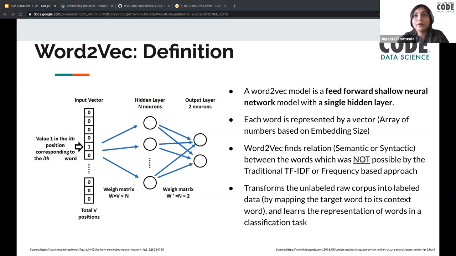Say we want to classify some of the documents that we have, whether it's a sports article or an entertainment article. We can do that using a model built with Word2Vec.